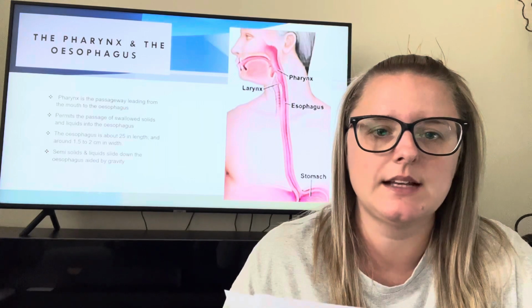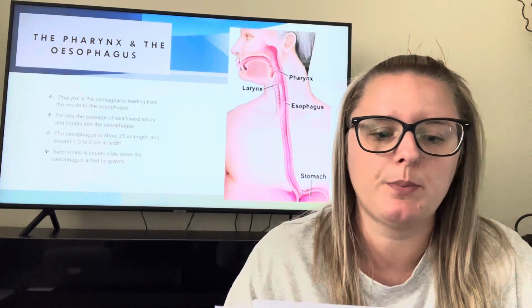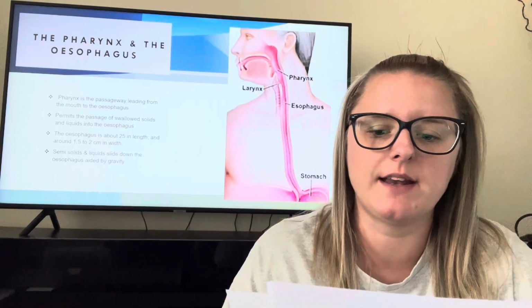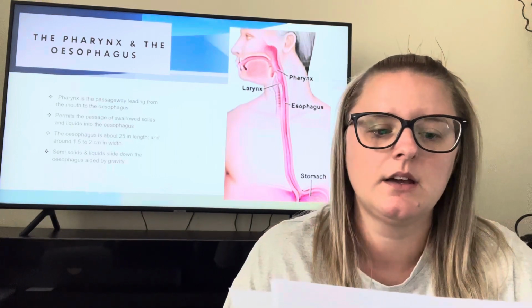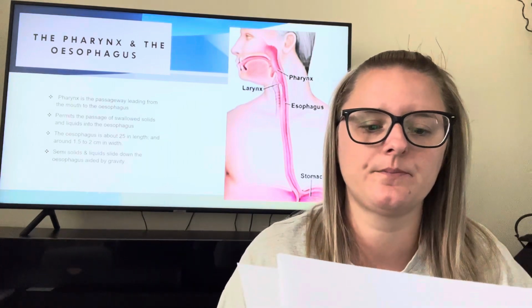Semi-solids and liquids slide down through the esophagus aided by gravity, while solids are pushed through peristaltic waves that create a pressure gradient and sweep the bolus ahead of it. Transport of material through the esophagus takes approximately 10 seconds.